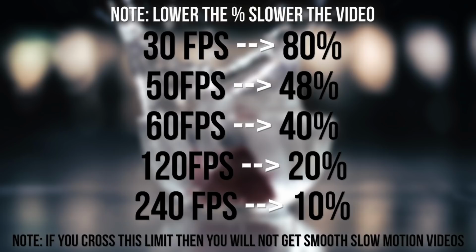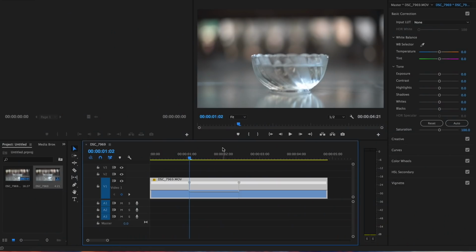So I will just give you a chart where I can show you that at what FPS, up to what extent can you slow it down for getting a 24 FPS output. A bit of maths is involved, but you don't have to do it. I have done it for you guys. So I hope this chart will help you. So now back to the editing.